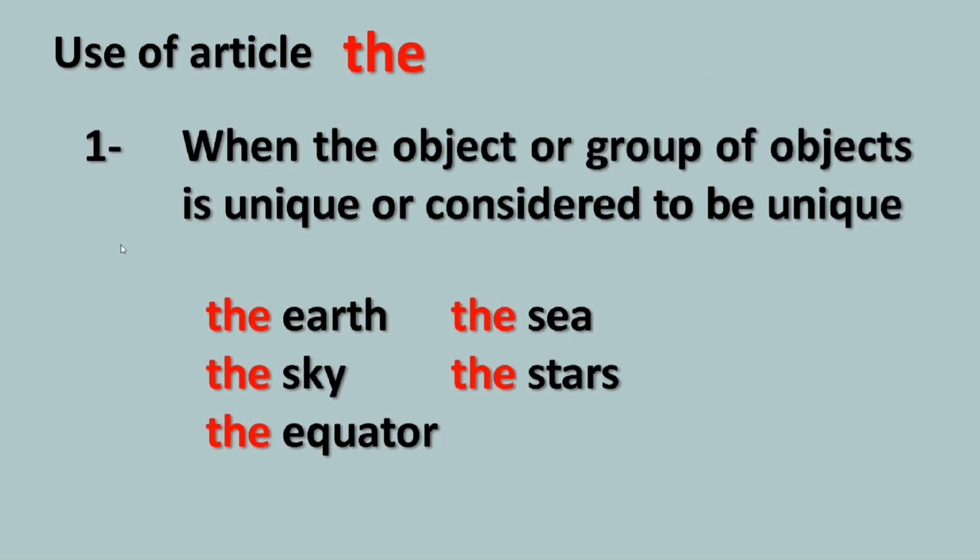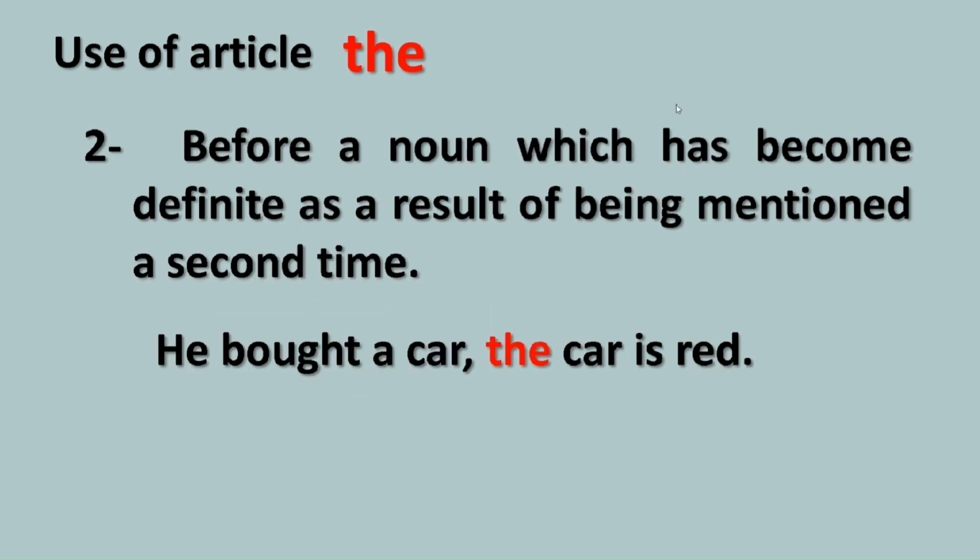When an object or group of objects is unique or considered to be unique, the is used. The earth, the sea, the sky, the stars, the equator. Other rules are also there for the use of article the before a noun which has become definite as a result of being mentioned a second time.